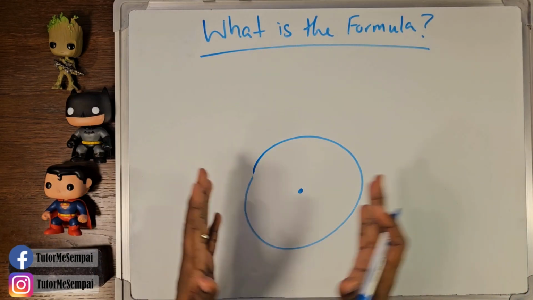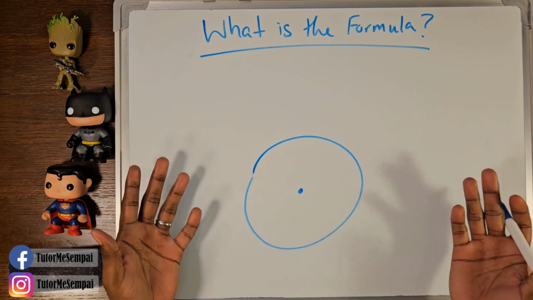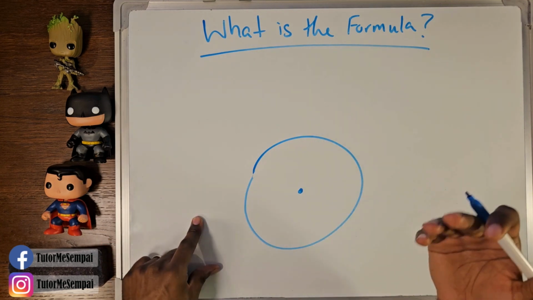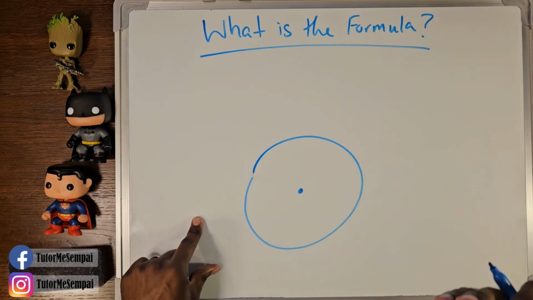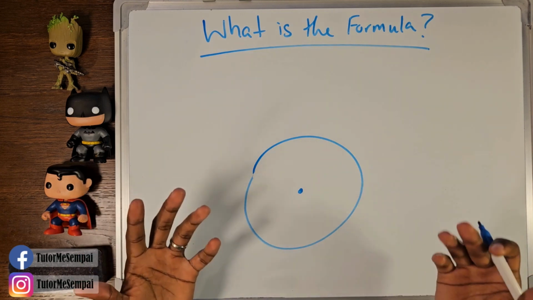So today we're going to be finding the circumference of our circles. But what is the circumference? What does that mean? Well, it's simply the distance around your entire circle. So what's the total distance around your circle? That's the circumference. However, this sounds like something we've done before.